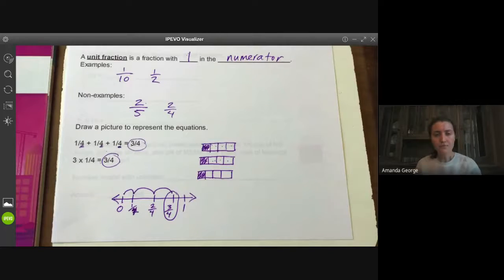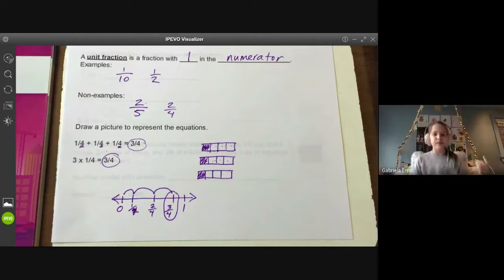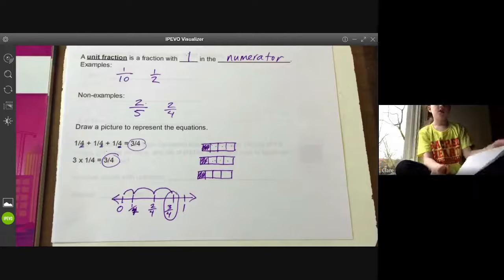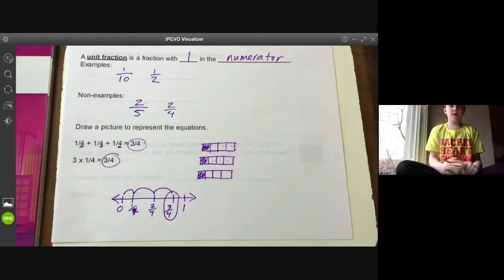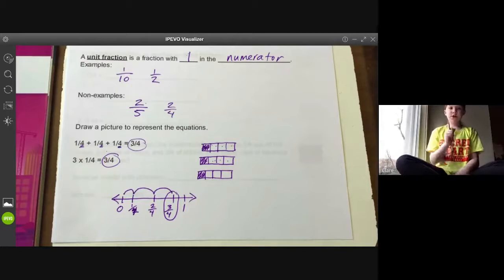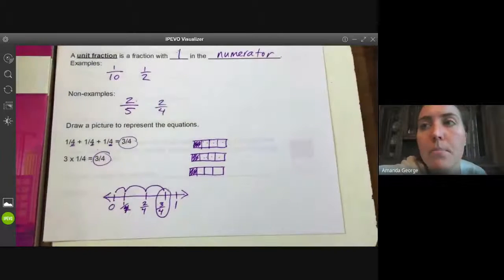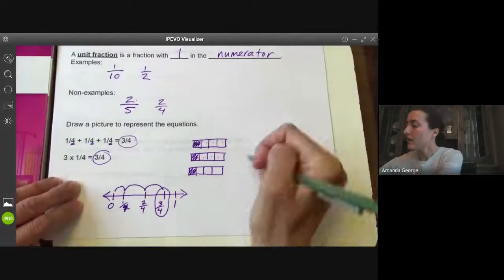Claire? And Gabby, mute, please. Why couldn't you have shaded in 3 of the boxes on the top row instead of the 3 going diagonal? You absolutely could, Claire. So this would be like a totally separate way to do it, right?